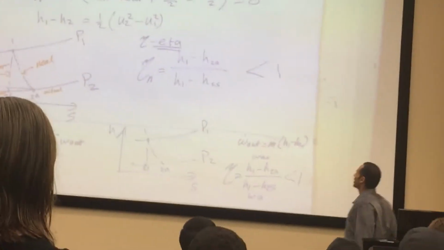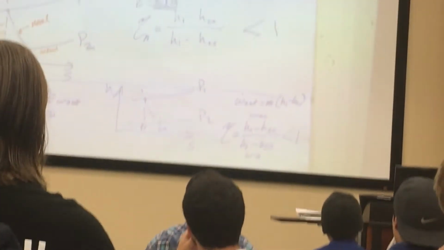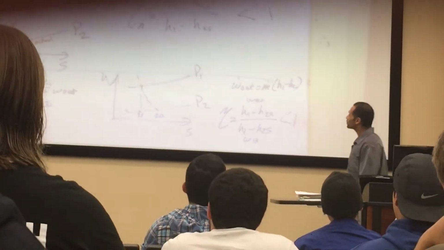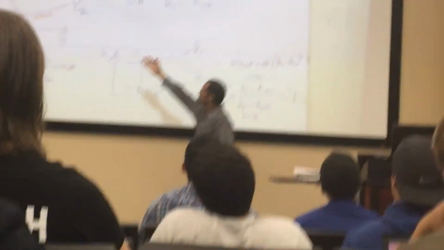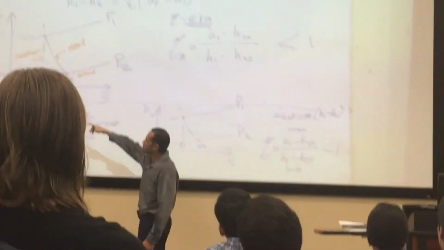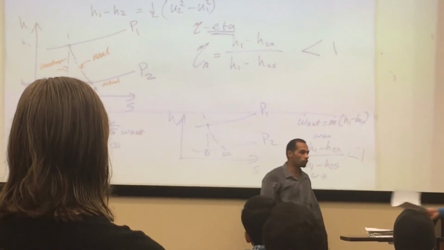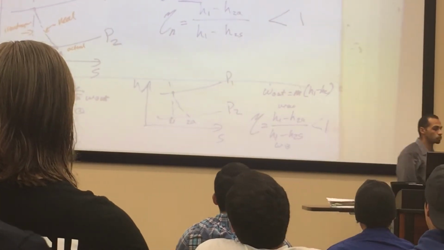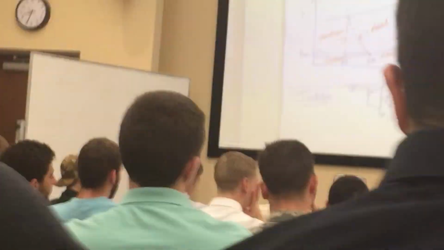Okay? Anyway, so the area of the nozzle, well, it's the ratio of the enthalpy difference. So if I take the isentropic enthalpy difference over the actual enthalpy difference, what am I going to get? I'm going to get a value that is greater than 1. So if I'm getting efficiency greater than 1, that doesn't make sense.